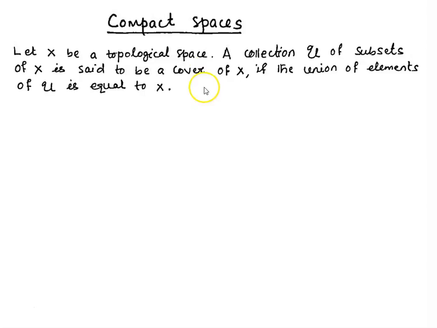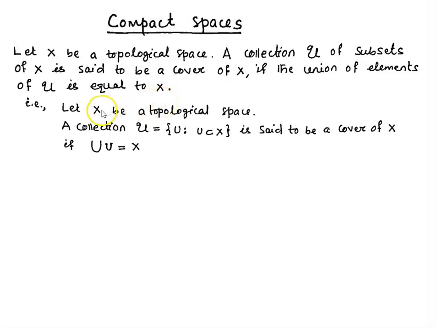Before proceeding further, let us recall the definition of a cover, an open cover, and a compact space. Let X be a topological space. A collection U of subsets of X is said to be a cover of X if the union of elements of this U is equal to X. That means if X is a topological space, then a collection U consisting of subsets of X is a cover of X if the union of all the members of U is equal to X.